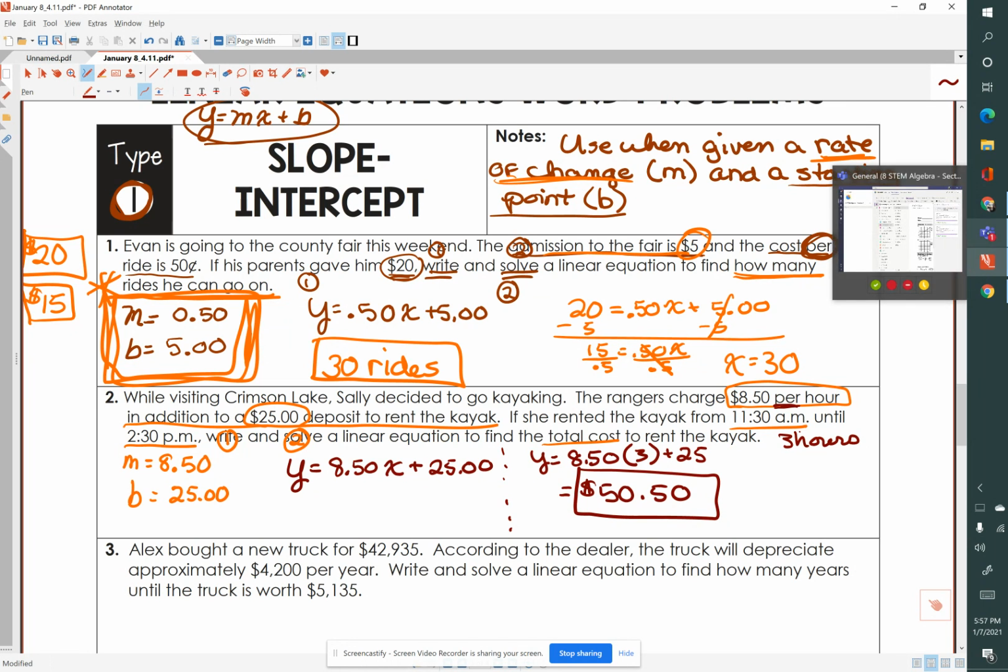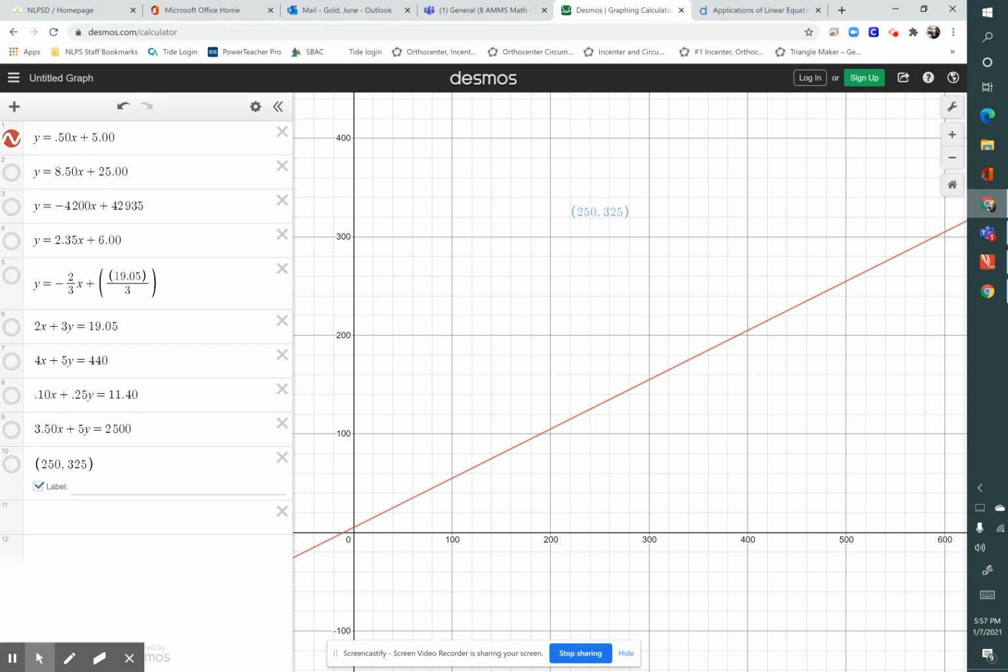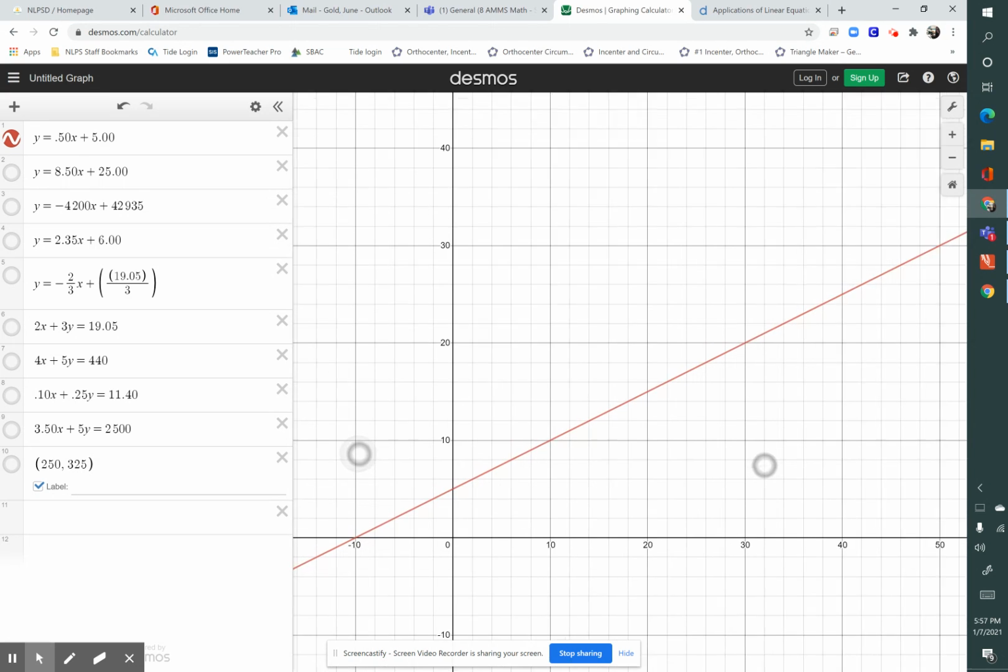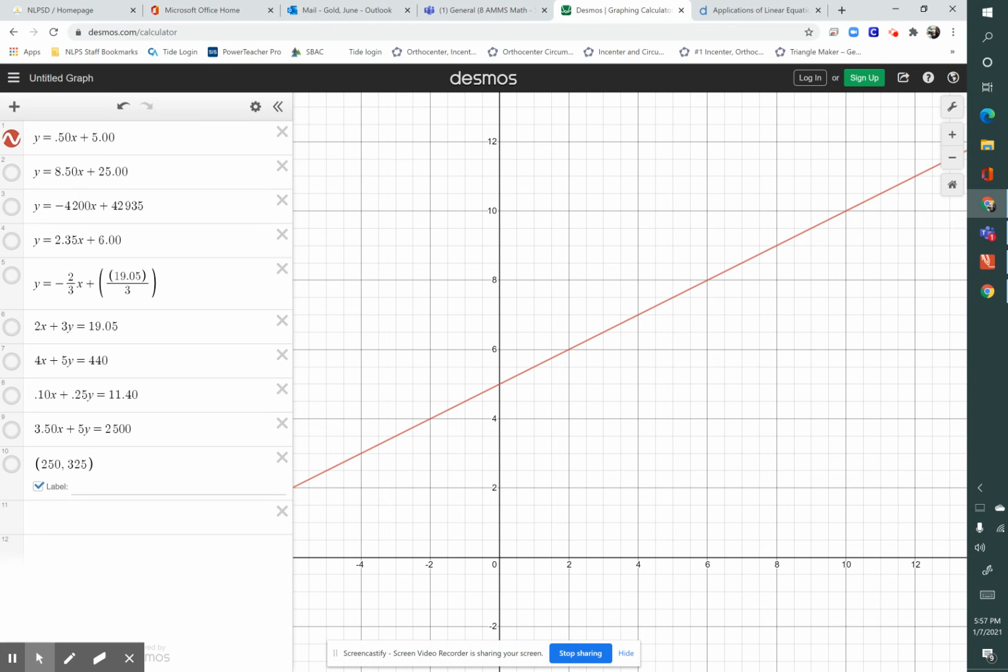Now, if we go to Desmos, we can look at some of these problems. Here's our first one. y equals 0.50x plus 5. This is going to the fair. Let me make this graph a little bit bigger so it makes sense to you. Okay, and right here we have the $5 that Evan had paid for admission. And the most he can go on is 30 rides. So when we see him go on 30 rides, he's out of money.